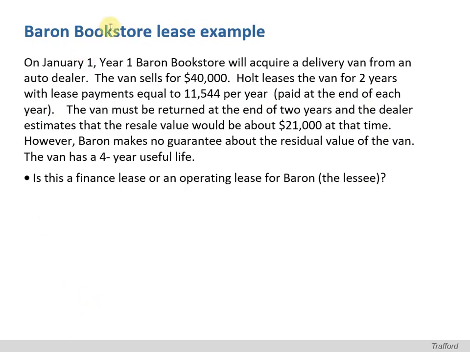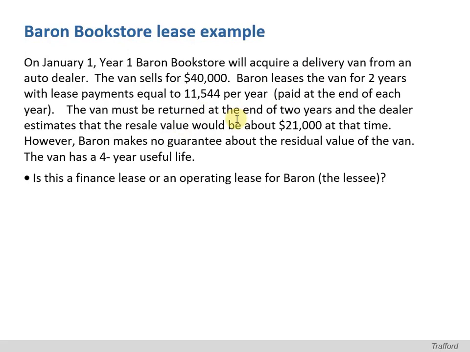All right, well, let's contrast this with another bookstore lease example. So this time we'll have Barron Bookstore, and they're also looking to acquire a delivery van. And in fact, they're interested in the same kind of van, that van that sells for $40,000 normally. Barron only needs the van for 2 years. The dealer tells Barron that the lease payments will be $11,544 per year. The van needs to be returned to the dealer after 2 years, and the dealer's estimating that at that point the resale value of the van will probably be about $21,000. However, Barron is not required to make any guarantee about the residual value of the van, and we'll assume once again that this van has a 4-year useful life.